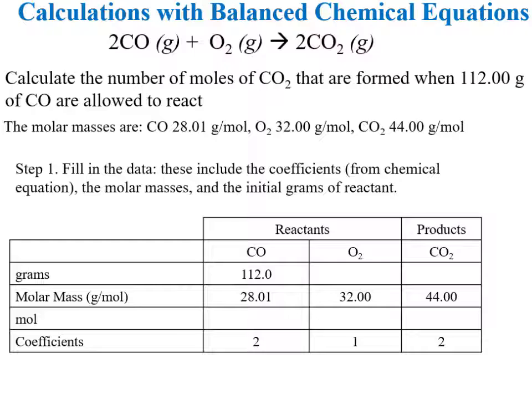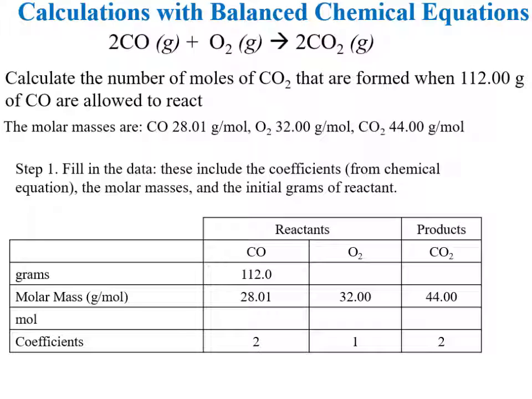Let's see how. The first thing we're going to do is set up our table where we list our chemicals, we fill in the coefficient line, and then we add 2 rows, one for the masses and one for the molar masses. The molar masses are known from the periodic table, so we can fill those data in right away. The mass in grams is what is given to us in the problem, and that is the 112 grams for CO. So we're going to fill that in the corresponding line.